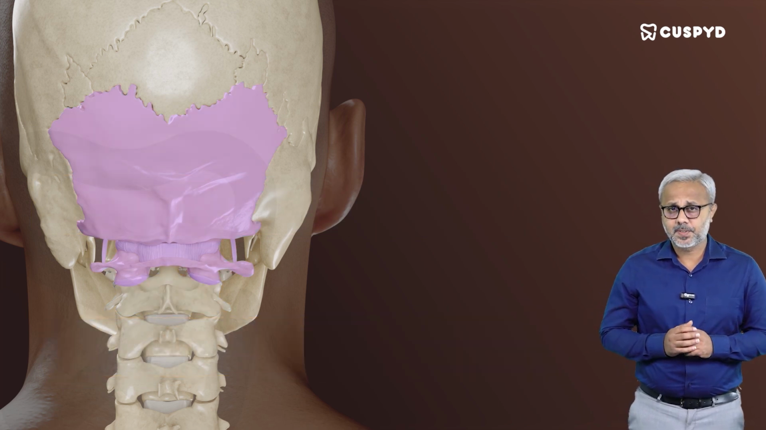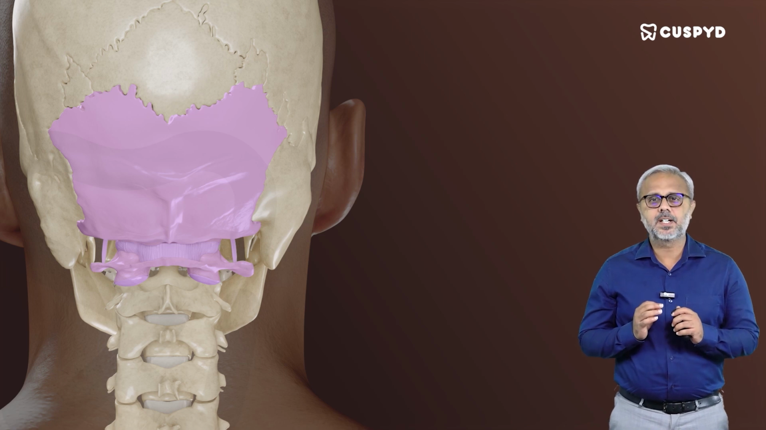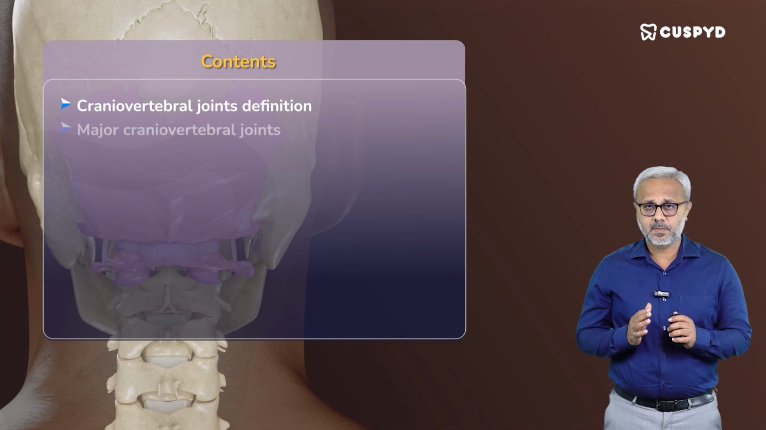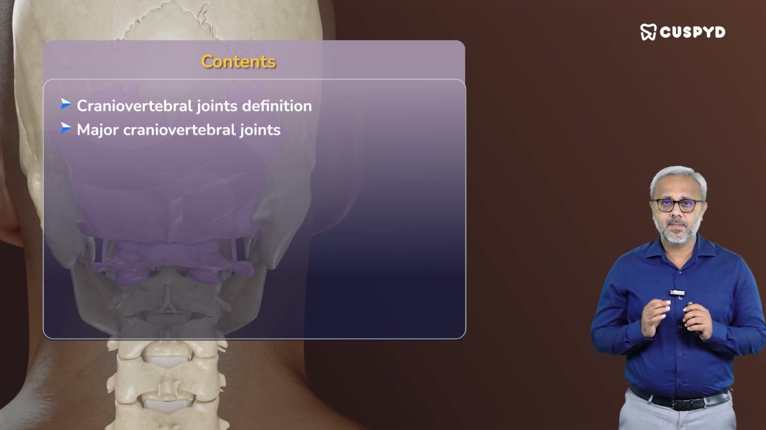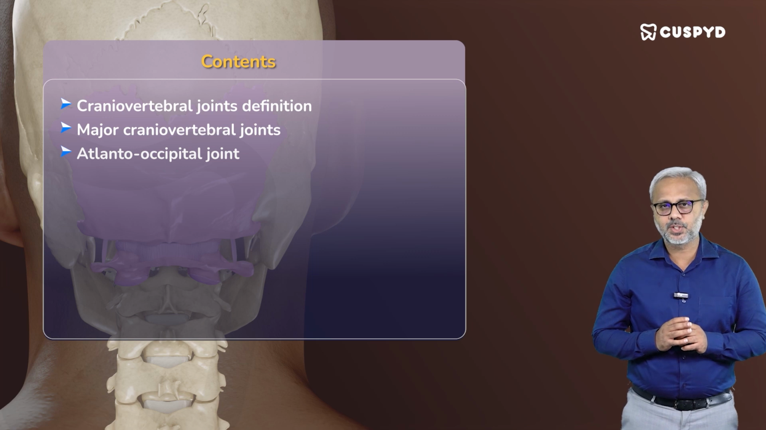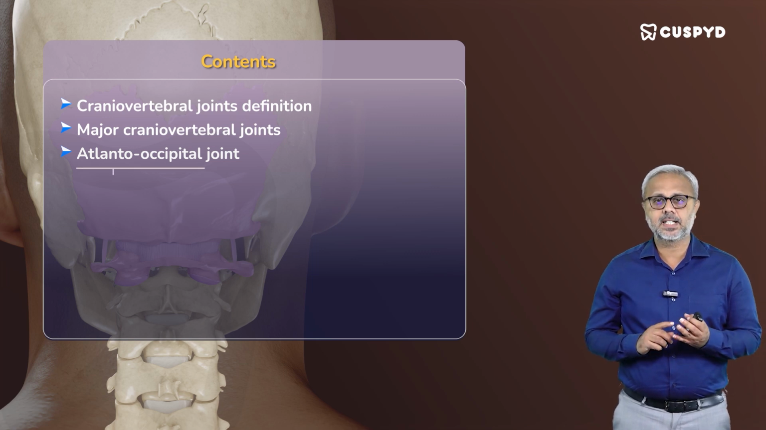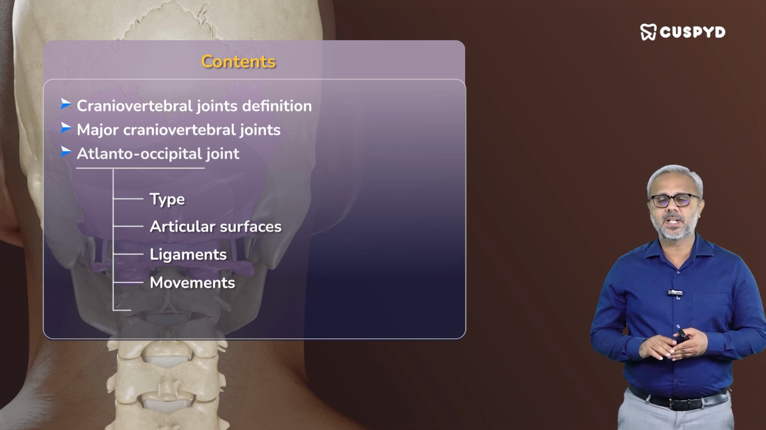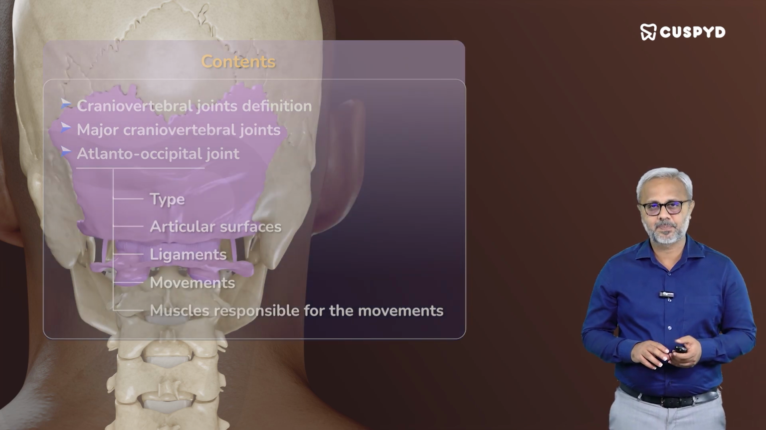The learning objectives for this session will be: first, we'll try to understand what craniovertebral joints are, and what the two major craniovertebral joints we have are. Then we will learn about the Atlanto-Occipital joint under the headings of any other joint, like type, articular surfaces, ligaments, movements and the muscles responsible for these movements.